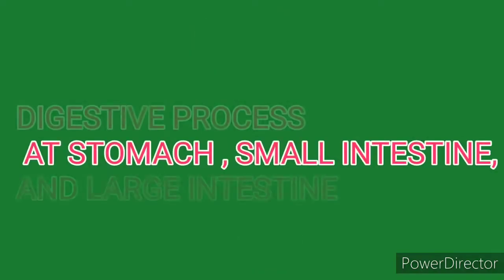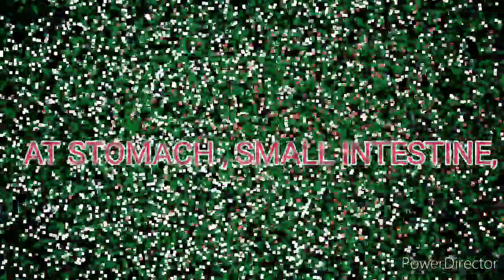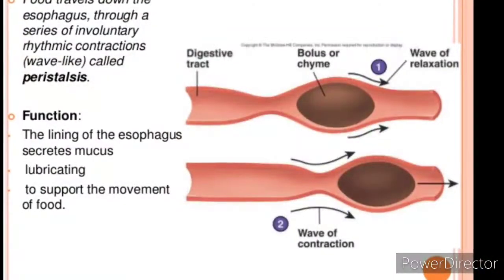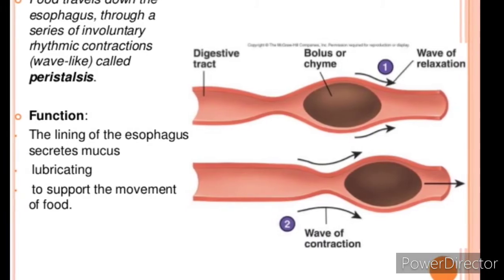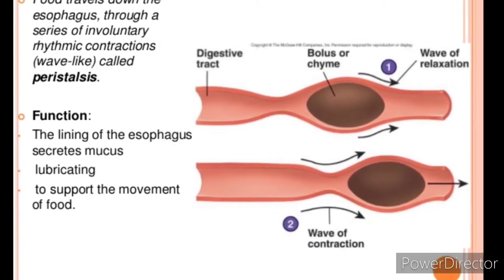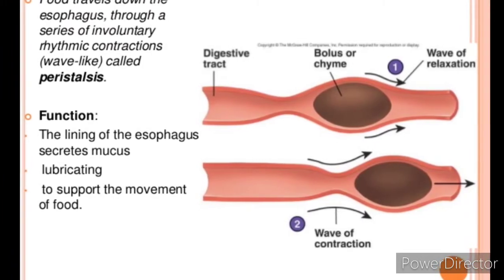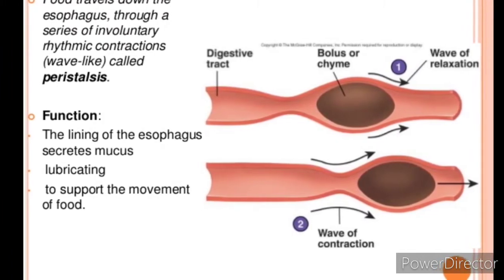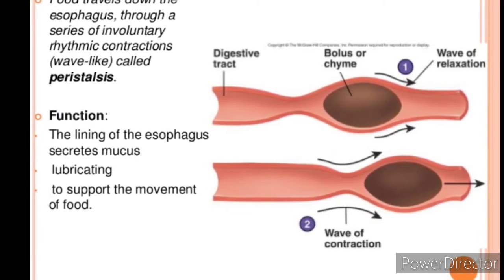Today we are going to discuss nutrition part 5. In this topic, we have to discuss the food material which enters into the esophagus. In our last class we discussed up to the esophagus, and we also know that through peristaltic movements the food bolus enters into the esophagus, and it is a long tube-like structure.